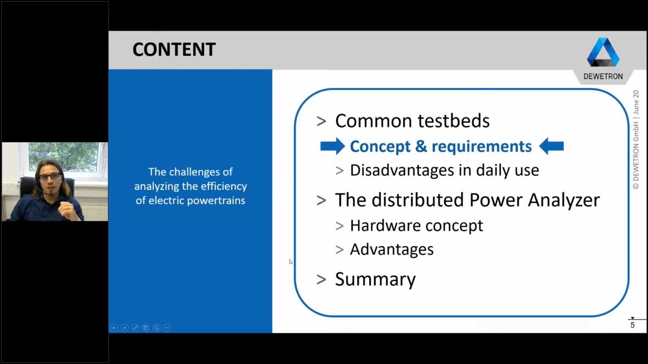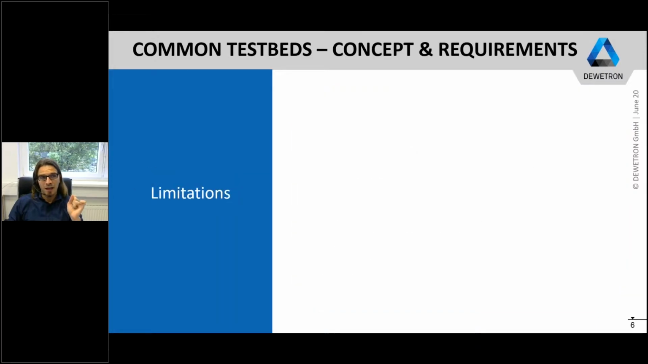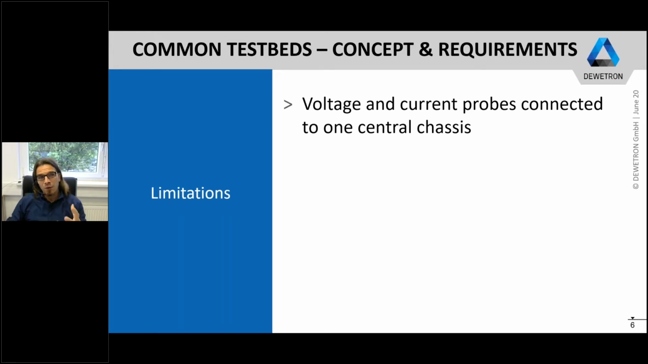But now, first things first, we will start with the concept and the requirements for today's common test beds and start with the limitations. Normally, when we talk about test beds for electric powertrains and common power analyzers, the voltage and the current probes are normally connected to one central power analyzer chassis.